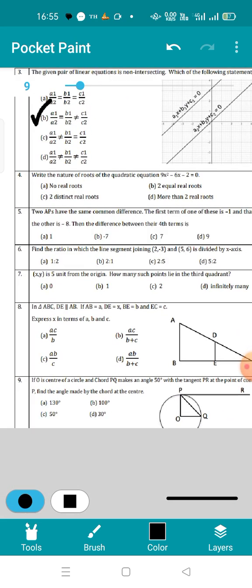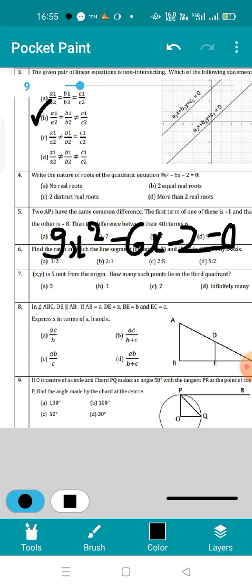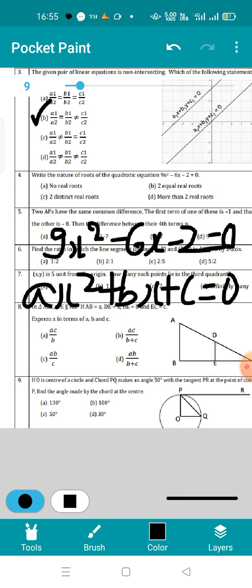He is asking us to determine the nature of roots. So 9x square minus 6x minus 2 is the given quadratic equation. It should be compared to ax square plus bx plus c equal to 0. This is the general or standard form of a quadratic equation. By comparison, we can tell that a is equal to 9, b value is minus 6, and c value is minus 2.